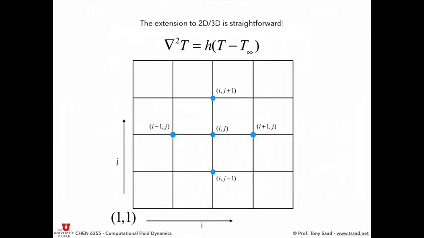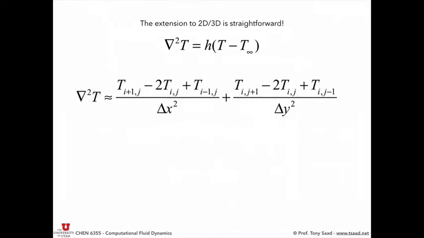Can we do this in 2D? Of course, absolutely. So in 2D, this equation looks like this, and you have boundary conditions everywhere. Essentially, your Laplacian is going to have two second derivatives, one in the x direction and one in the y direction.